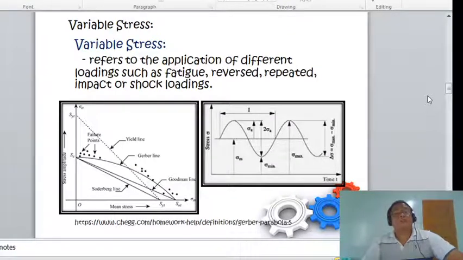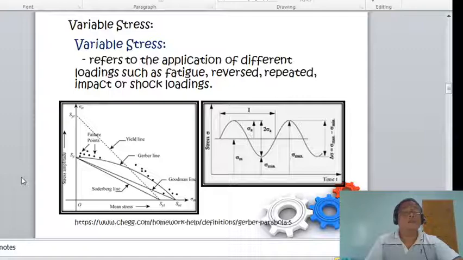Variable stress refers to the application of different loadings such as fatigue, reverse, repeated, impact, or shock loadings. If we look at the diagram here, we have the mean stress and the vertical stress amplitude. We have the Gerber's line, the Goodman line, and at the bottom the so-called safe Soderberg line.